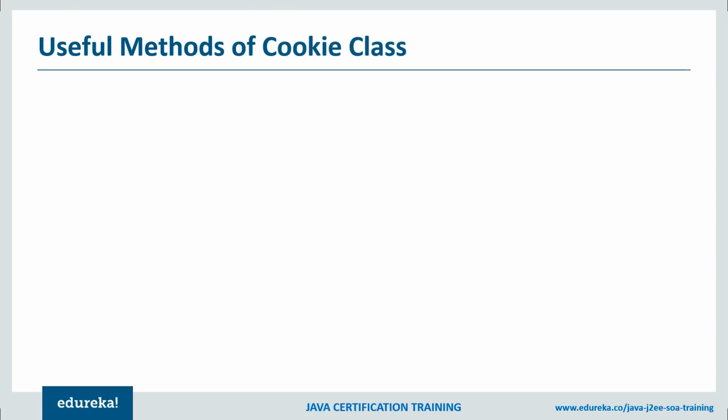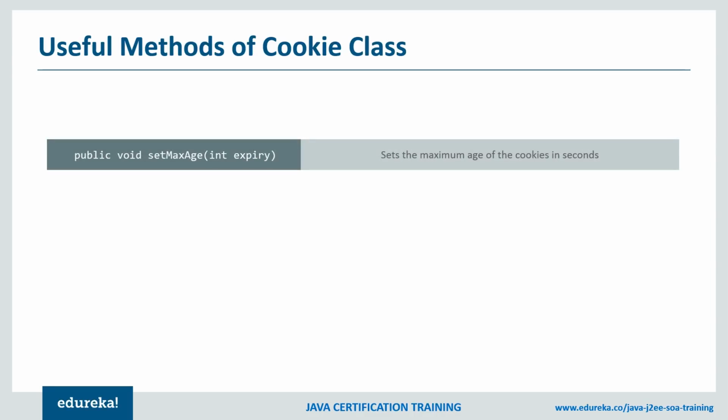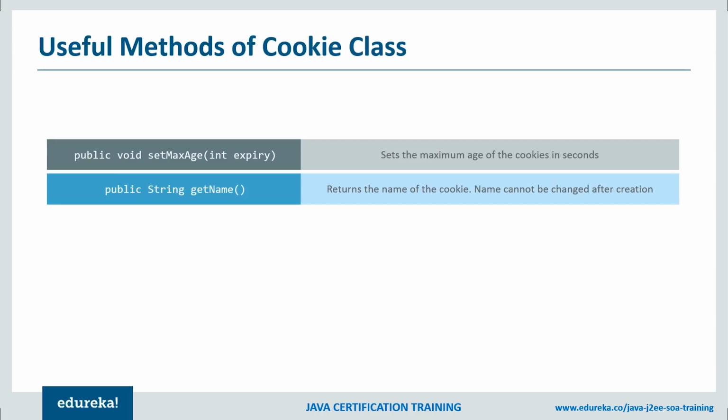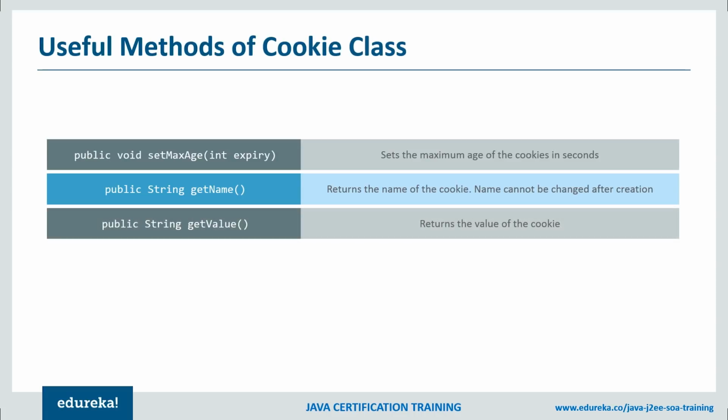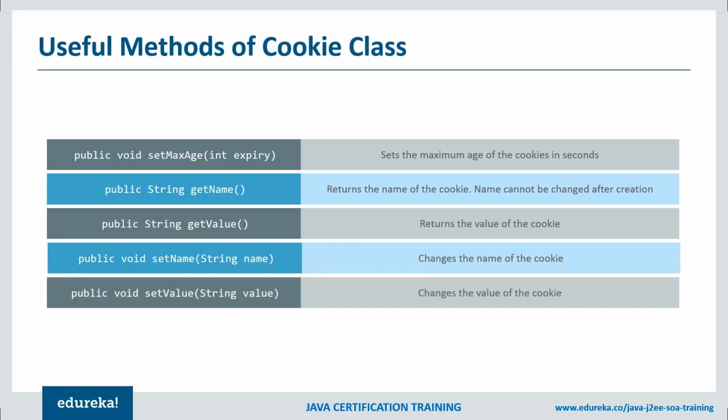So these are the useful methods of cookie class, that is public void setMaxAge. This sets the maximum age of the cookie in seconds. And you can use the getName method that returns the name of the cookie, and name cannot be changed after creation. And you can get the value, that is it returns a value. And you can set the name and set the value for cookie as well. We'll see how to do that.